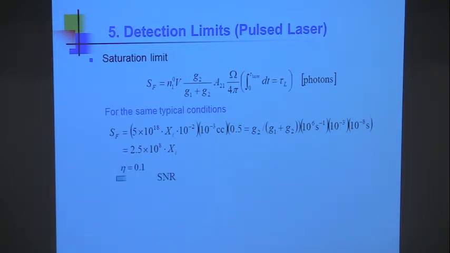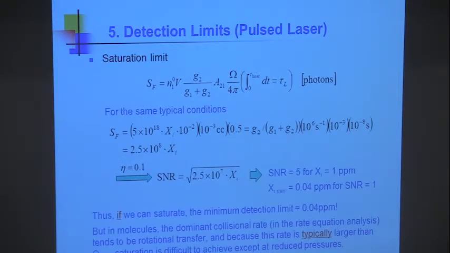If you go through the same exercise, and you'll have to just read it yourself, you pick up a little bit. Signal-noise ratio becomes 5 for 1 ppm. So you pick up a little bit more, not as much as you might guess. So if you can saturate, the detection limit could be as low as 40 parts per billion. So at this point, it's looking pretty promising.